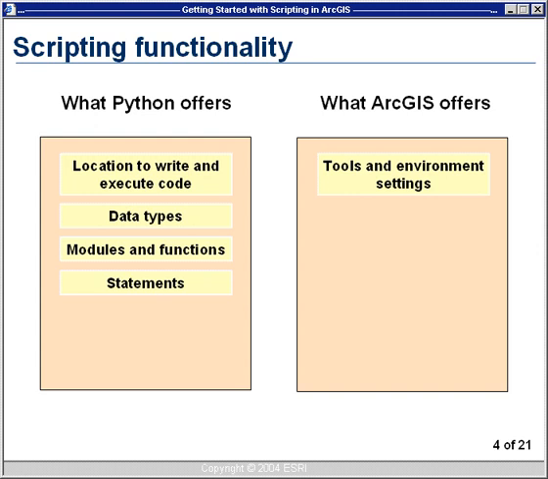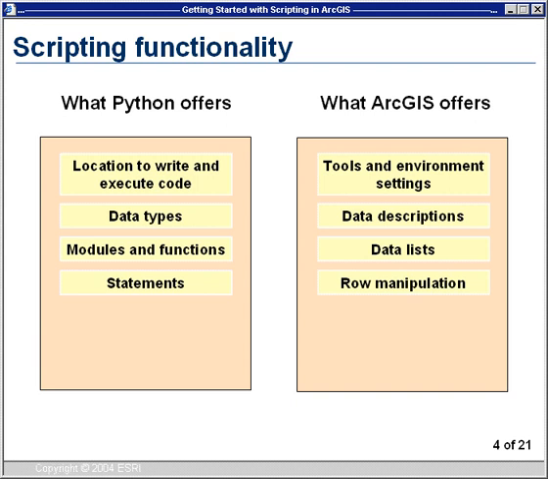Now, the first thing that ArcGIS offers is a set of geoprocessing tools and environment settings that can be run or set from any supported scripting language. The second thing that ArcGIS offers is the ability to create data descriptions. The third thing that ArcGIS offers is the ability to create lists of data.